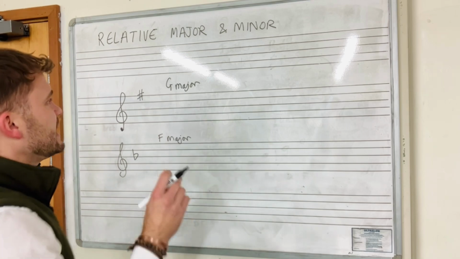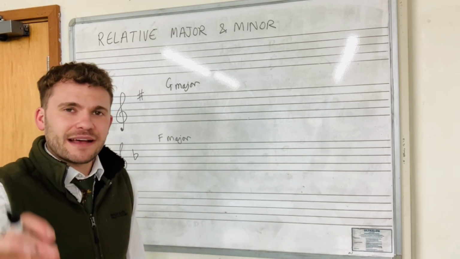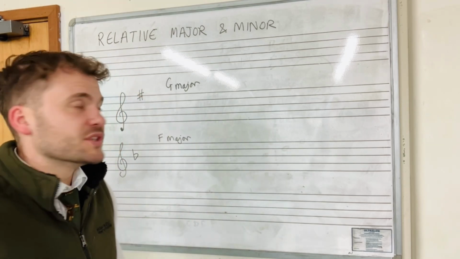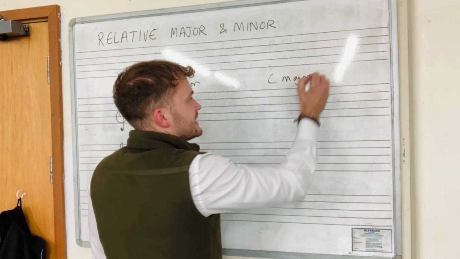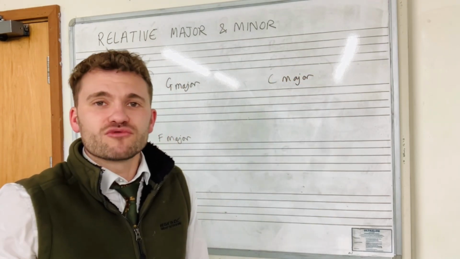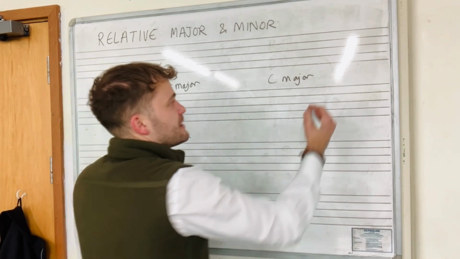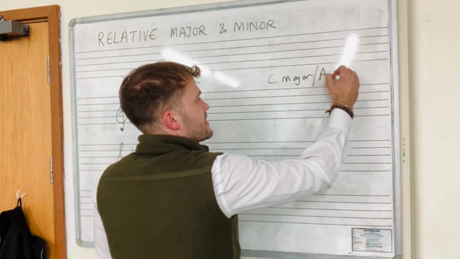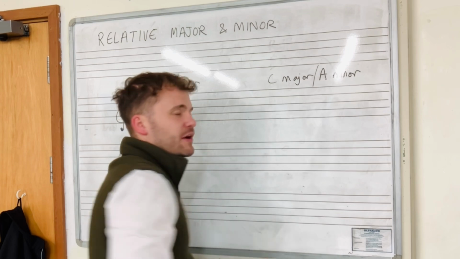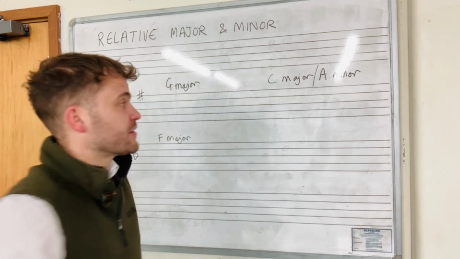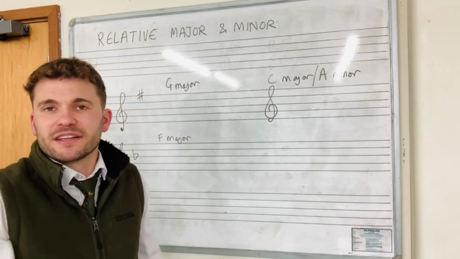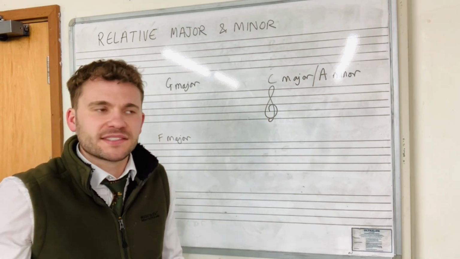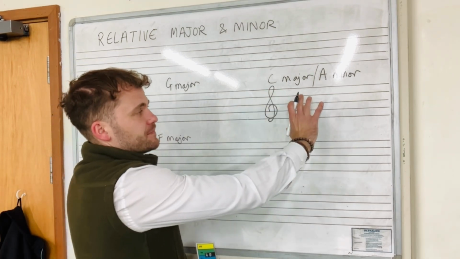So let's go right back to the beginning with that very first key that you would have learnt, which is C major. Well, the relative minor of C major is A minor. Now the reason why we probably learn these first very quickly is because on our key signature, we don't have anything. We don't have any sharps, we don't have any flats, it's just blank.